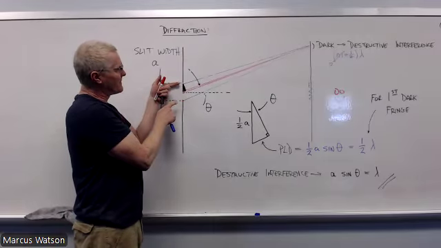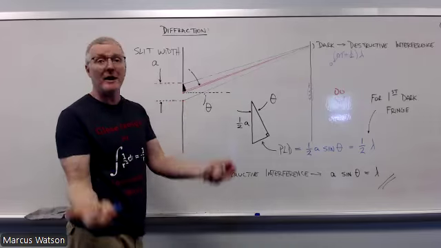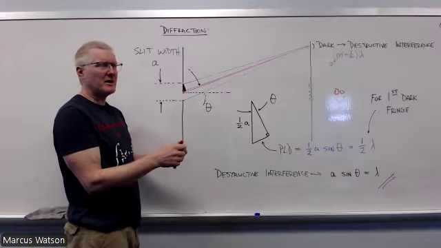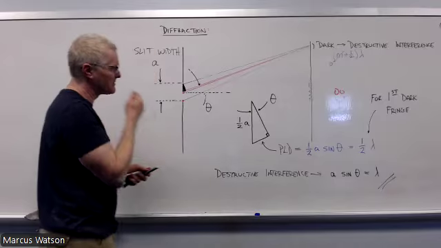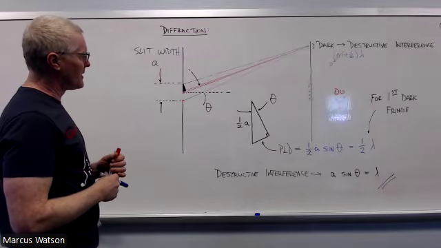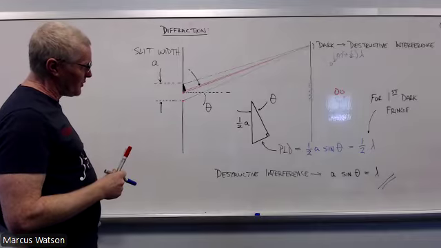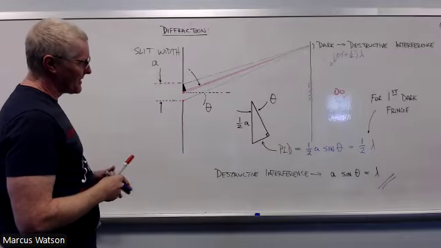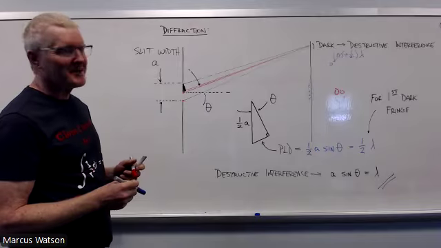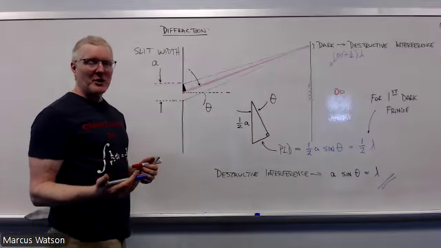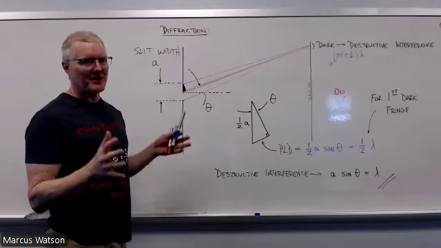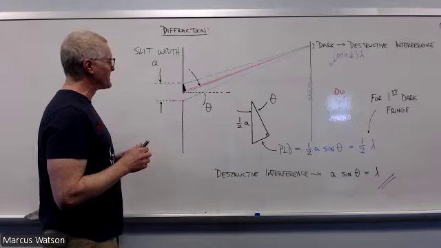Now, what if the path length difference between the top wave and the bottom wave was 2 wavelengths? Right? Would that still cause destructive interference? Is the question. If it was 2 wavelengths, well, what's so funny about that is that, yeah, it still does. So now when you want to go to the second minimum, and I was telling you we'll only concentrate on the first one, but I'll give you a little bit of insight on the second one here.